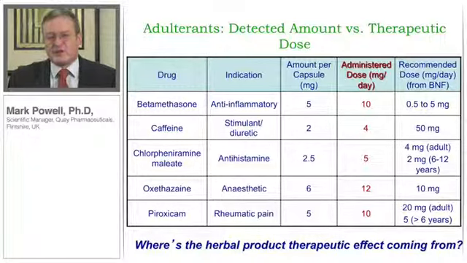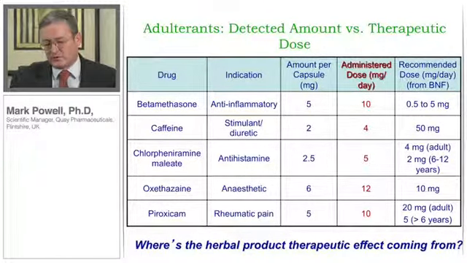So let's compare the amount of adulterant that we found in the capsules with their therapeutic amounts. Beta-methazone is an anti-inflammatory, and if you take 2 herbal product capsules, you're taking 10 milligrams of beta-methazone. The recommended dose in adults, and these data are taken from the British National Formulary, is between 0.5 milligram and 5 milligrams. Caffeine is present at below the recommended dose, so that's of less concern.